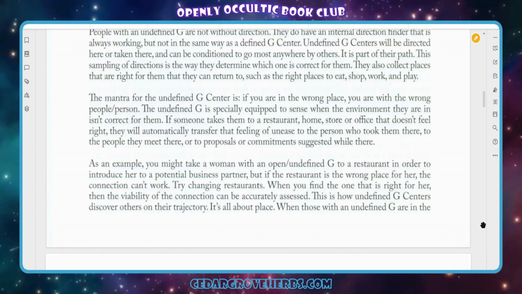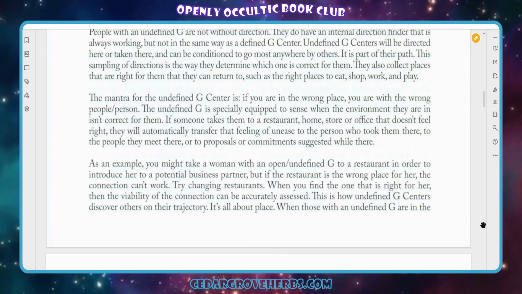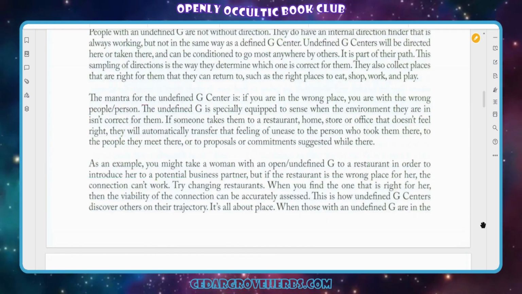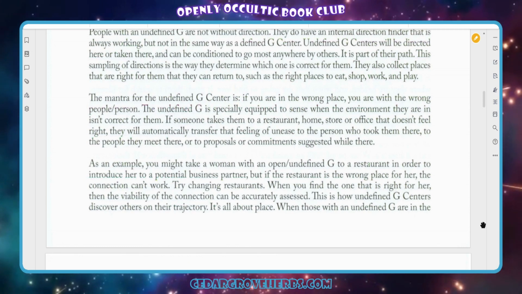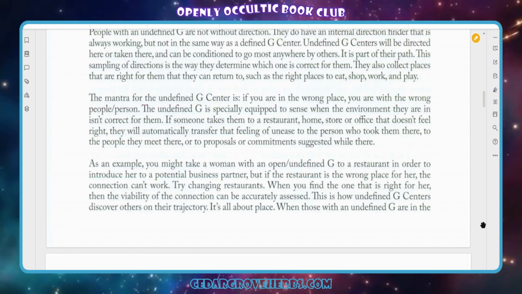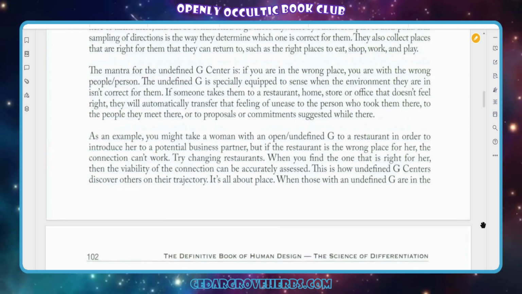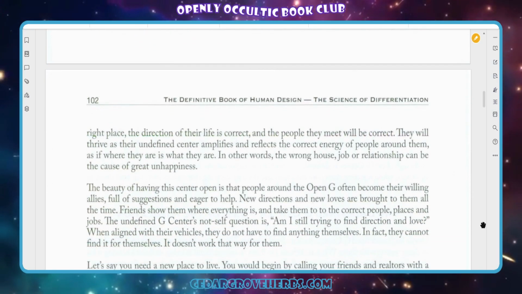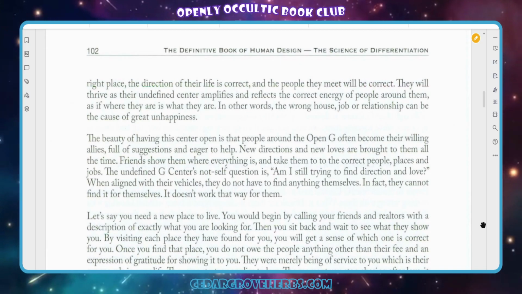As an example, you might take a woman with an open, undefined G to a restaurant in order to introduce her to a potential business partner. But if the restaurant is the wrong place for her, the connection can't work. Try changing restaurants. When you find the one that is right for her, then the viability of the connection can be accurately assessed. This is how undefined G centers discover others on their trajectory. It's all about place. When those with an undefined G are in the right place, the direction of their life is correct, and the people they meet will be correct.